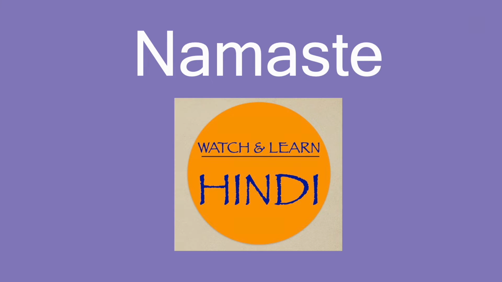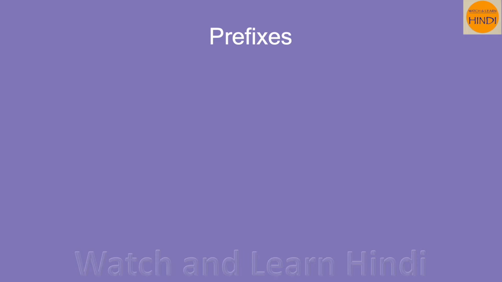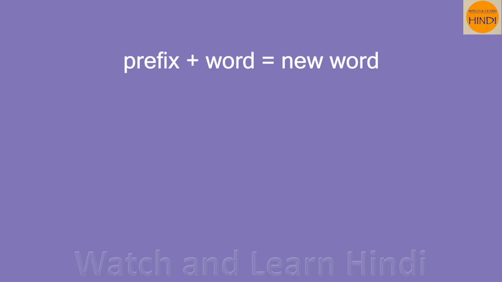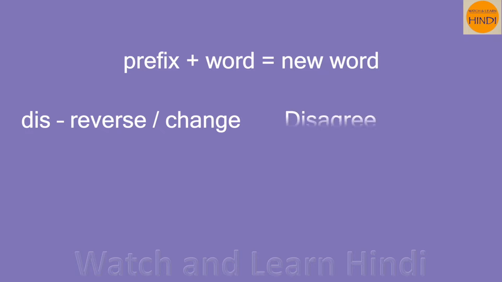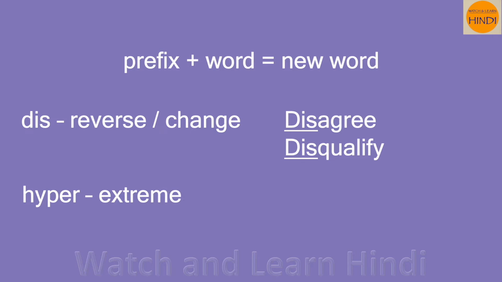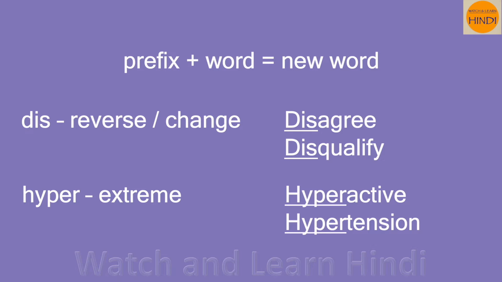Today we are going to learn about prefixes in Hindi. Now you know prefixes are letters which we add to the beginning of a word to make a new word with a different meaning. You must have come across many prefixes in English like dis, which means reverse or change. So, disagree and disqualify become opposite of agree and qualify. Or hyper, which means extreme, and from that we get hyperactive and hypertension. These are just two examples, but there are many more.